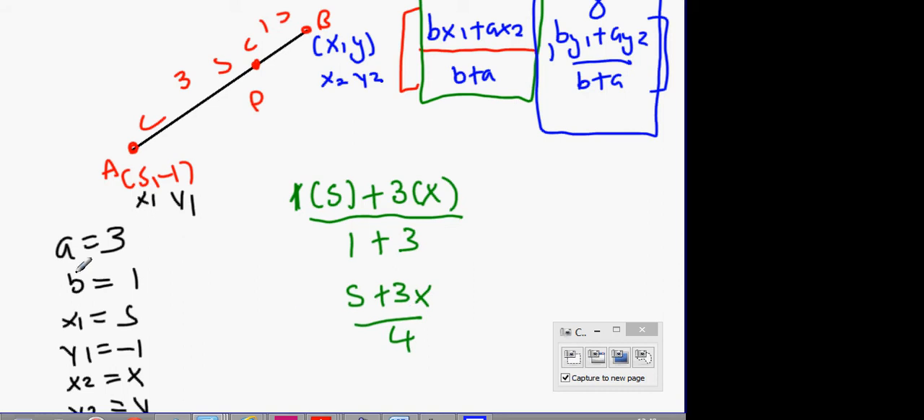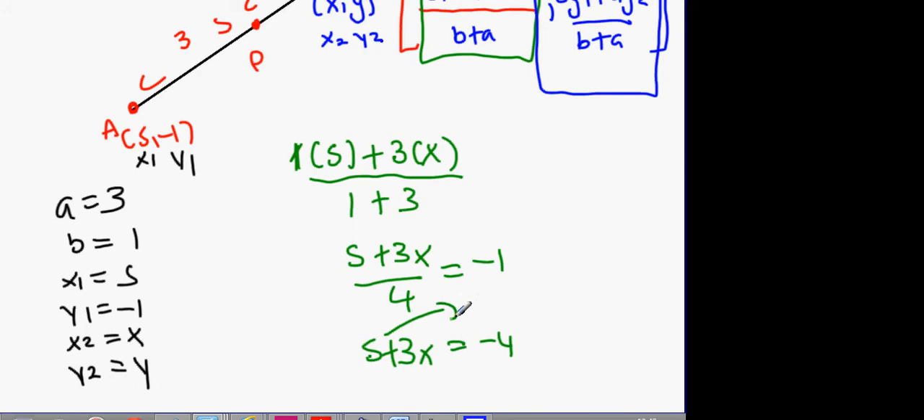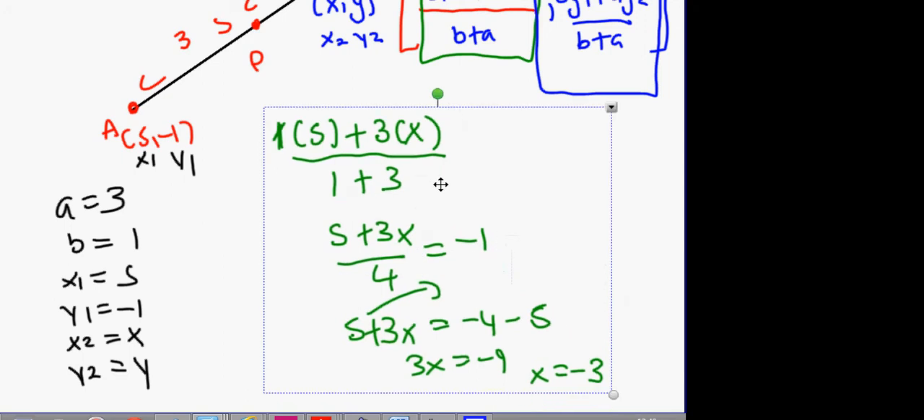And what does that have to equal? Minus 1. By this logic, 5 plus 3x has to equal minus 4. Bring over the 5 and we get minus 4 minus 5. 3x equals minus 9. X therefore is minus 3. Okay? Who got that much out? If anybody. Okay, now that's done.